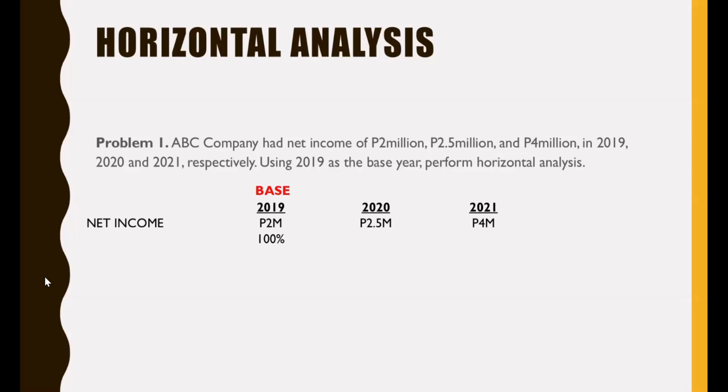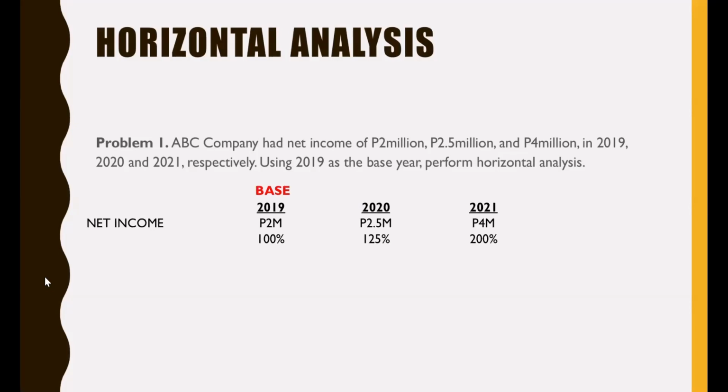Now, for 2020, to convert the amount into percentage form, we have to divide the net income in 2020 by the net income in our base year. So that is 2 million. So in 2020, 2.5 million divided by 2 million will give us 125%. For 2021, that is 4 million, again divided by the net income in the base year, which is 2 million, that will give us 200%.